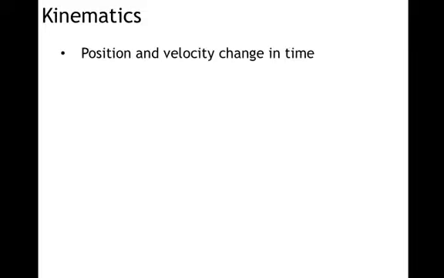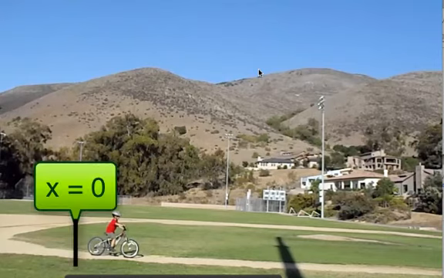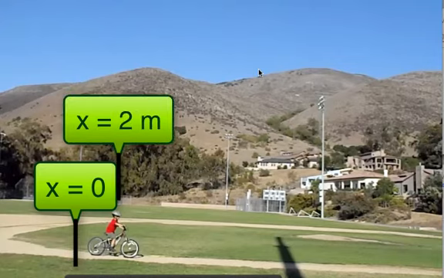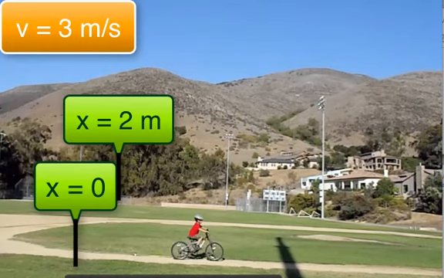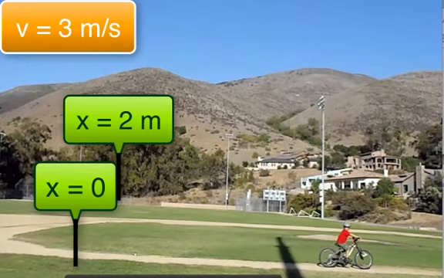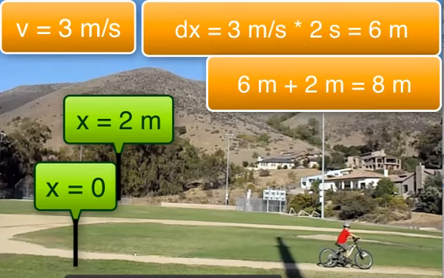Kinematics is simply when we look at our position and our motion and explain it with math. So let's say that this is 0 meters right here. Therefore, Neil would start at 2 meters, and he's moving along at a constant velocity of 3 meters per second. Every second, he moves 3 meters. So after 1, 2 seconds, he should have moved 6 meters and is now at 8 meters.